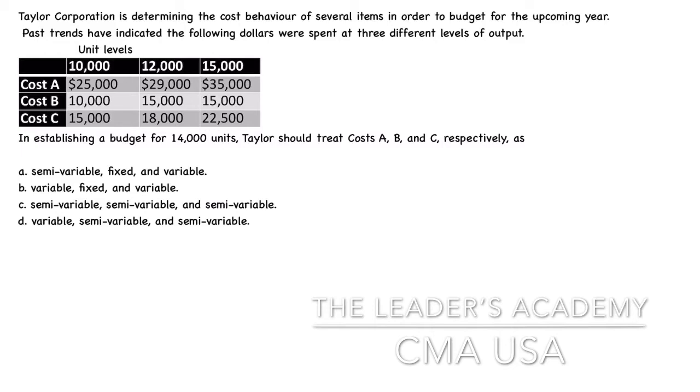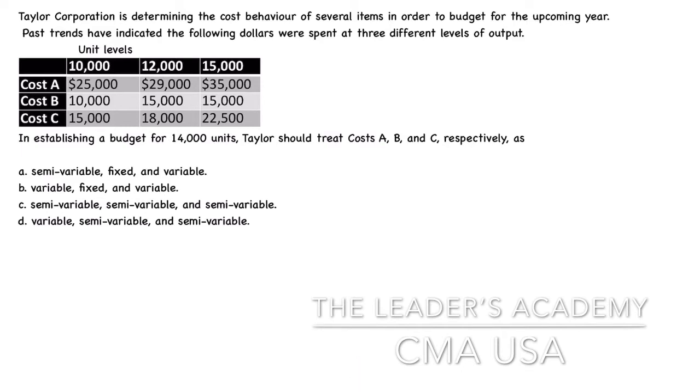Taylor Corporation is determining the cost behavior of several items in order to budget for the upcoming year. Past trends have indicated the following dollars were spent at three different levels of output. The unit levels are like this. We'll come to this. In establishing a budget for 14,000 units, Taylor should treat costs A, B and C respectively as semi-variable, fixed and variable; variable, fixed and variable; semi-variable, semi-variable and semi-variable; or variable, semi-variable and semi-variable.